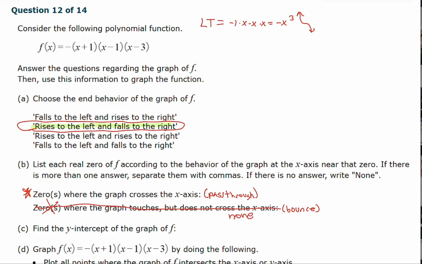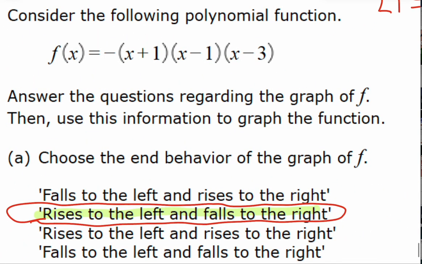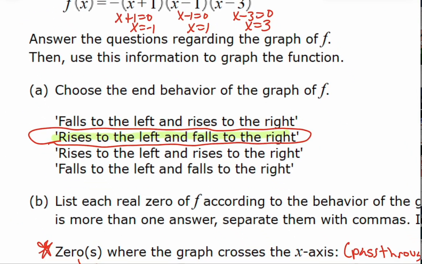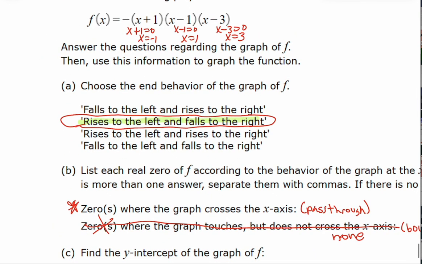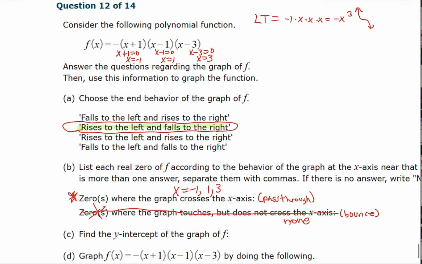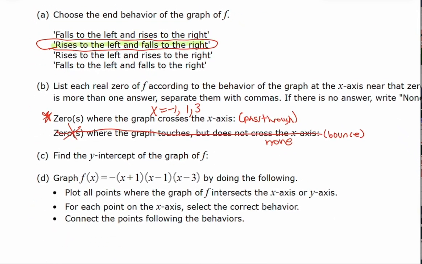But let's take a look at what we know. So if we go to this function, x plus 1 equals 0 at -1, x minus 1 equals 0 at 1, x minus 3 equals 0 at 3. So we have 3 places that we cross through the x-axis at x equals -1, 1, and 3. Now the negative in front does not affect the zeros. It affects our end behavior. So now we've got that.